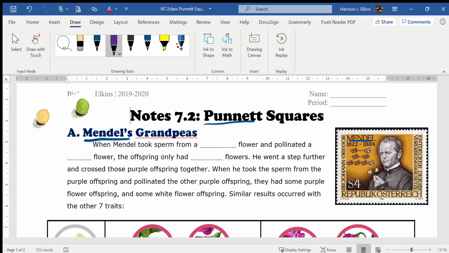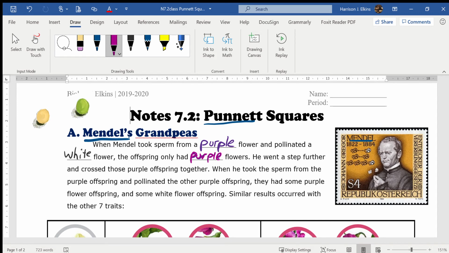So when he took the sperm inside of pollen from a purple flower, he took that and he pollinated a white flower. Do you remember what the offspring was? It was actually purple. Actually, the purple wasn't exactly this purple, it was more like this purple. I'm going to color code this a little bit differently here. Purple, okay? So he only had purple flowers, which is super weird. I mean, you combine purple and white, and he got only purple. And so that was a little strange.